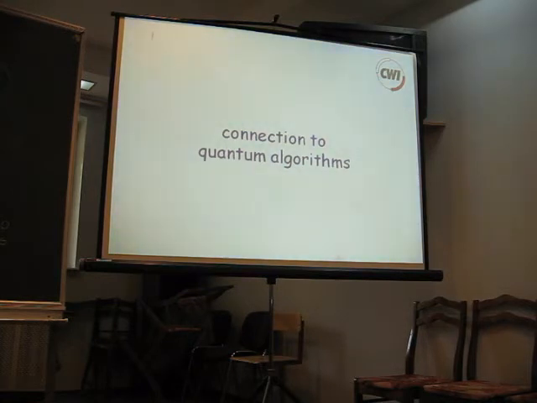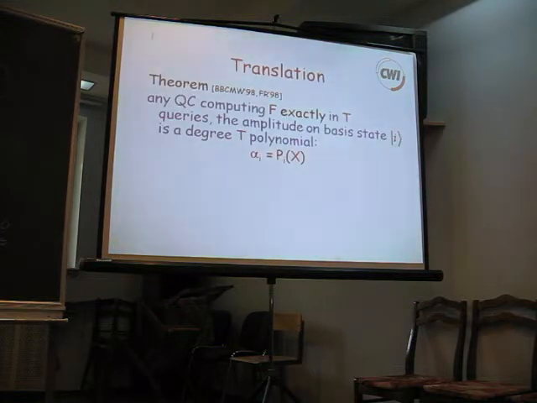So I want to connect this polynomial method, or studying polynomials and the degrees of them, to studying quantum algorithms, and in particular proving lower bounds about them. And so here's a connection which I will prove, which says the following. Suppose you have a quantum algorithm that computes f exactly using t queries. We know what that means. That means that there were t of these red boxes in the unitaries.